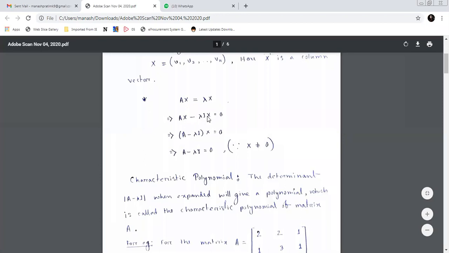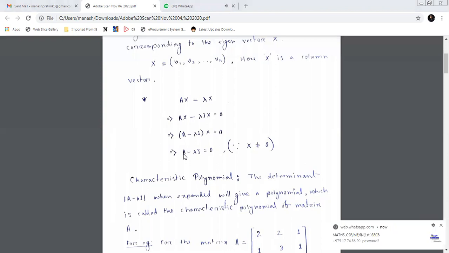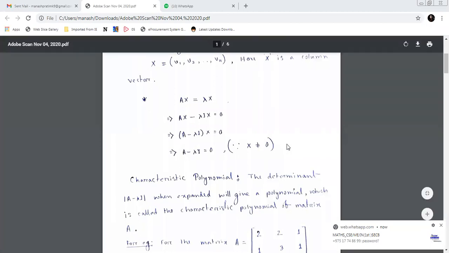Now from here, what can we take common? We can take x common. Then what is left? A minus lambda I. Since x is a non-zero vector, it cannot be equal to 0. So obviously we get A minus lambda I equal to 0. Clear? Remember, this lambda is the eigenvalue.